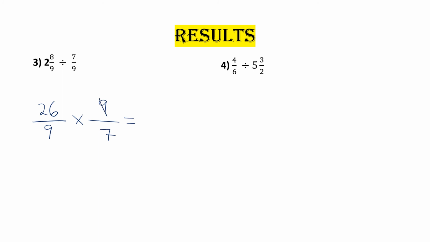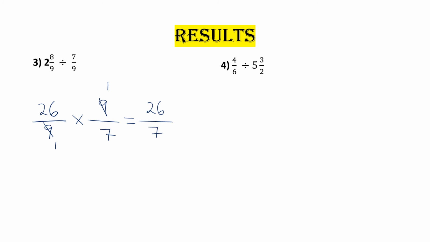And from here, we seek to break down if we could. So 9 could definitely go into itself once, and 9 could go into itself once. And there is nothing here that I could break down between the 26 and the 7. So it stays just like that. So that will end up leaving us with 26 over 7.